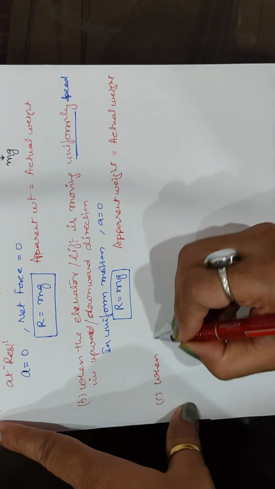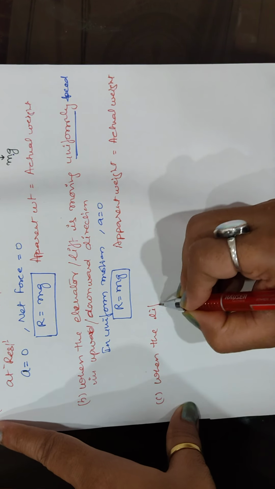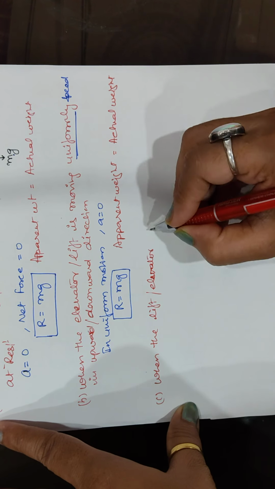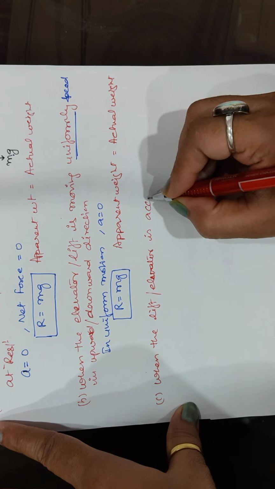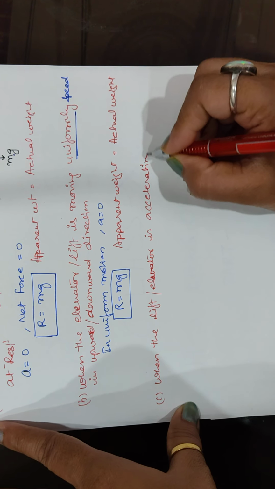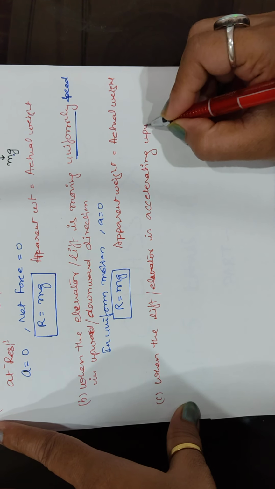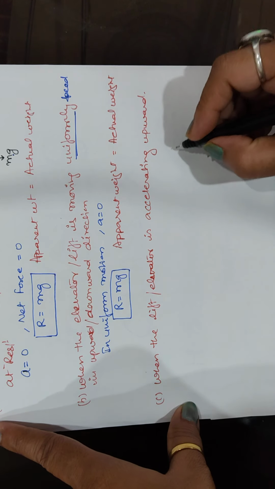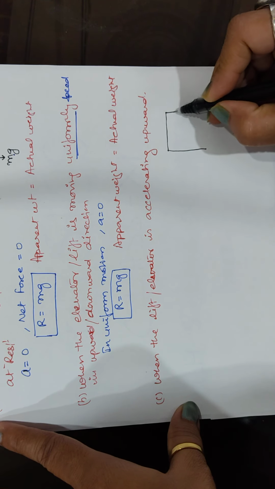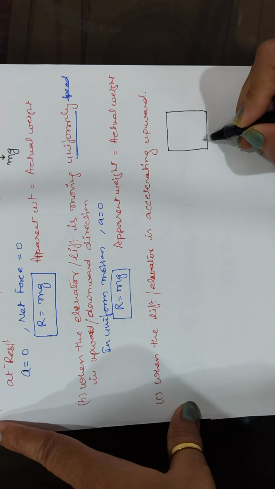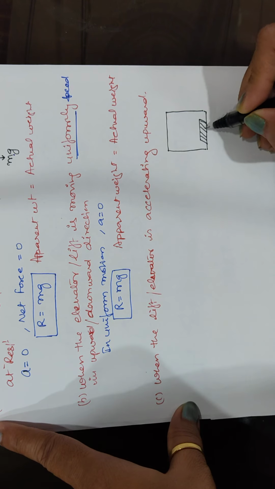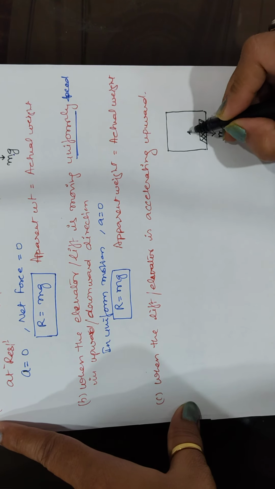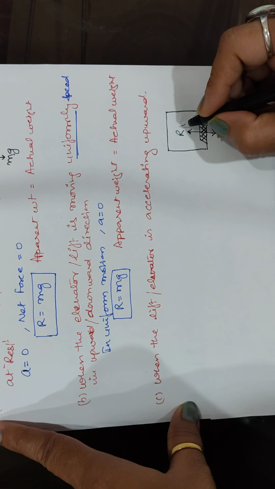Now in the third case, when the lift or elevator is accelerating upward. So when the lift is accelerating in upward direction, what will happen? Let us assume this is the lift, and here we have a weight, the mass mg is in this direction, and the normal reaction, which is perpendicular to the surface, we will take as R1 here.